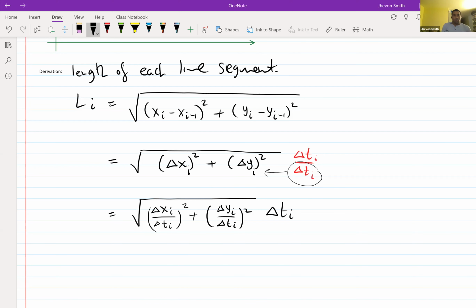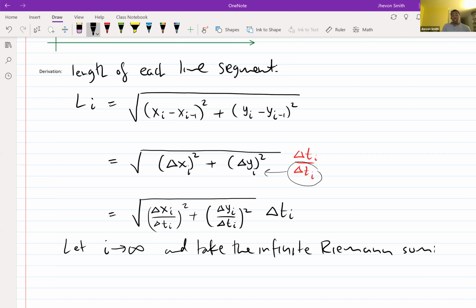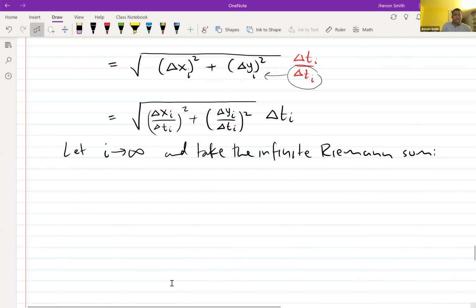And so now what you do is let i approach infinity and take the Riemann sum. So I'm doing a lot of hand waving here. You don't really need to know this derivation, but I just want you to have an idea of where it's coming from. And what that obtains is L, which we will talk about as the exact length of the curve.